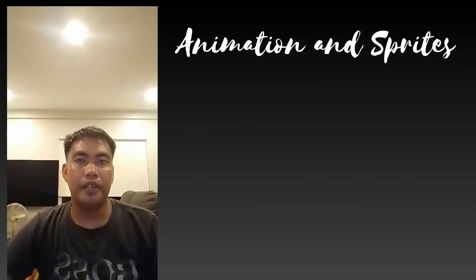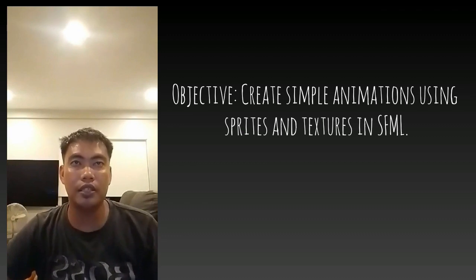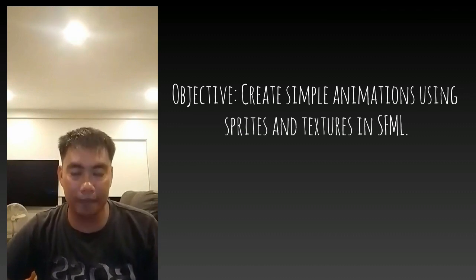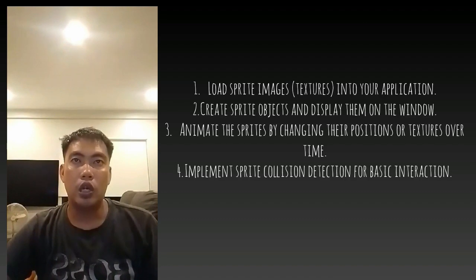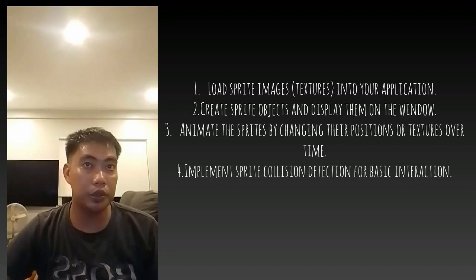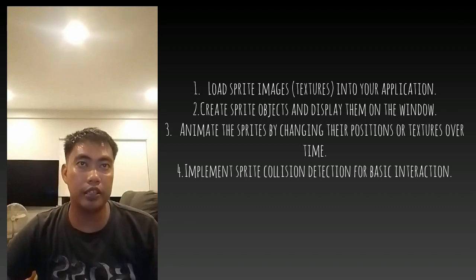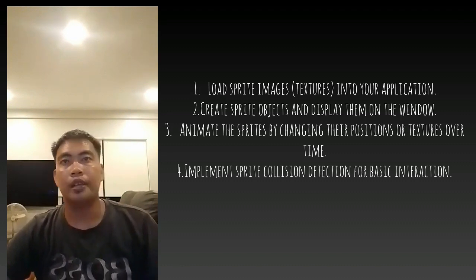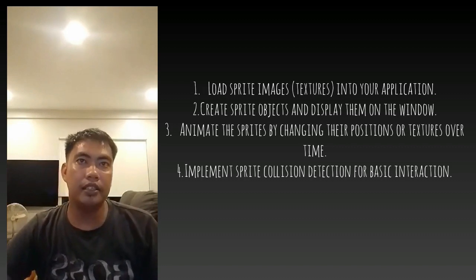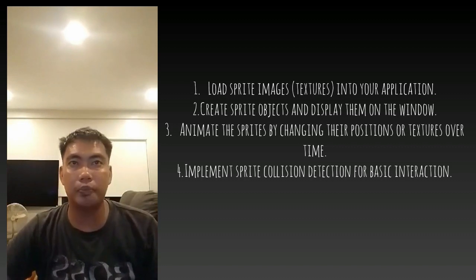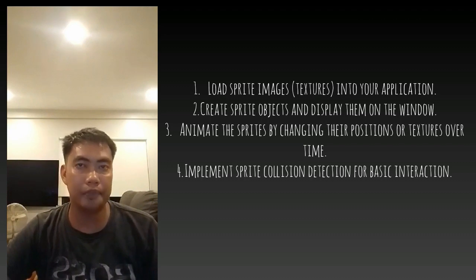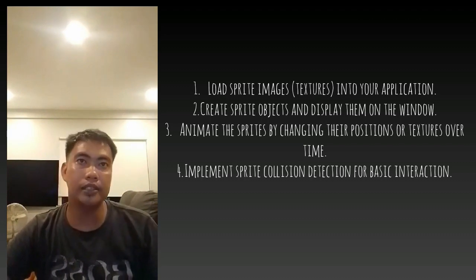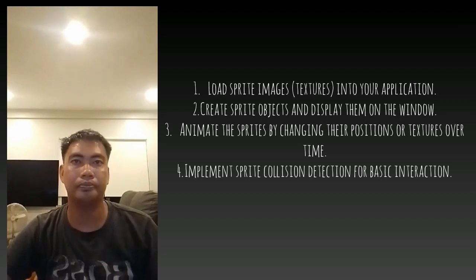Exercise number 4: Animation and sprites. Objective: create simple animations using sprites and textures in SFML. Number 1: load sprite image textures into your application. And number 2: create sprite objects and display them on the window. Number 3: animate the sprites by changing their position or texture over time. Number 4: implement sprite collision detection for basic interaction.